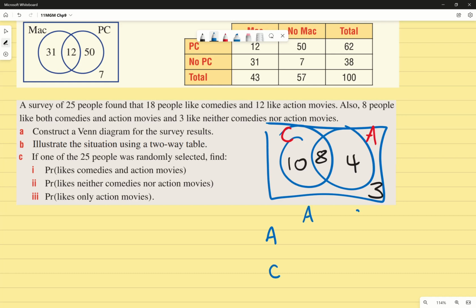A, C. Oops, sorry. A, C, here we go. And this one's C dash to show it's not C. And you can write not C if you want, that's fine. But I'm going to write the complement of it. Any questions about that so far?